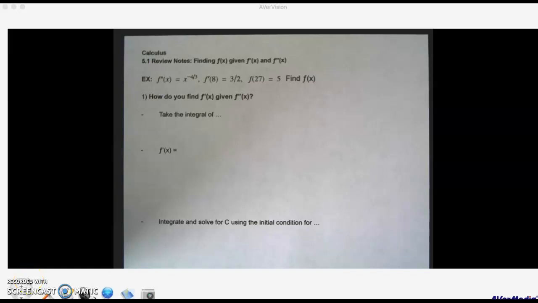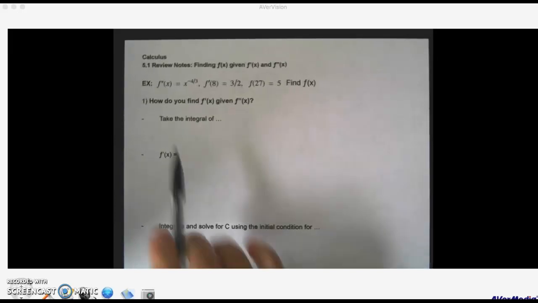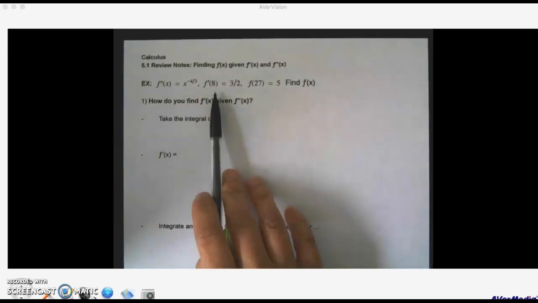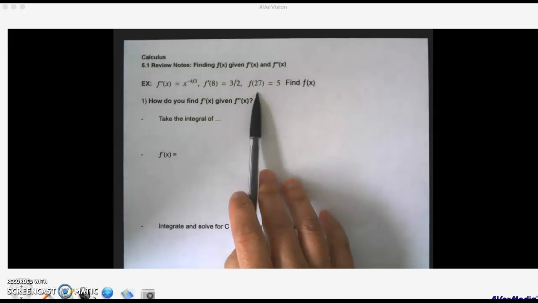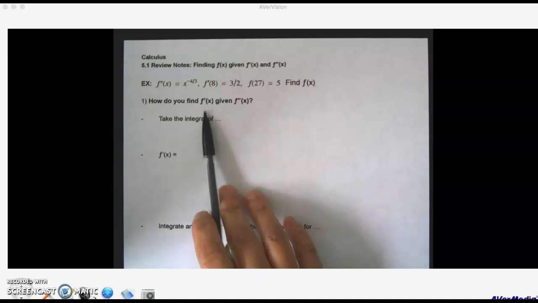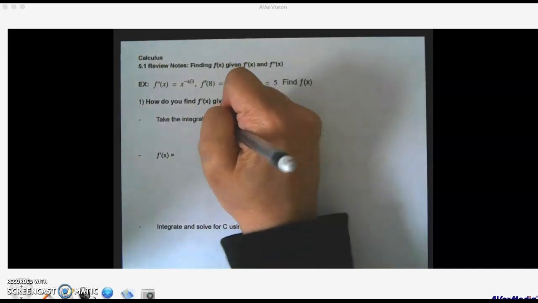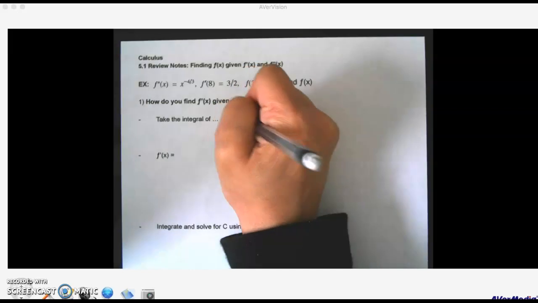Hi everyone. So today we're going to review solving for a function given your derivative. In the first example, we're given these initial conditions for f double prime of x, for f prime of x, and also for f of x. So in order to find what f prime of x is equal to, we need to take the integral of the following derivative. So we need to take the integral of f double prime of x.